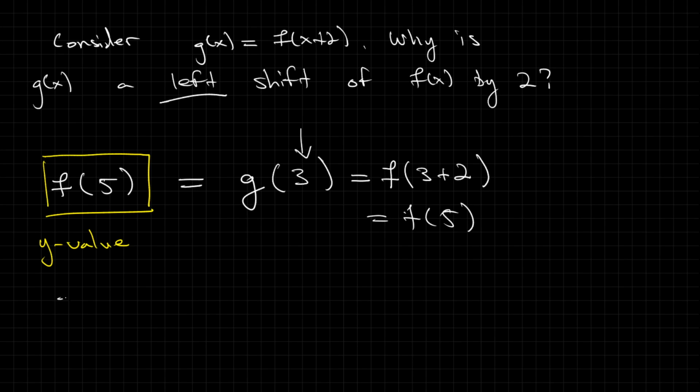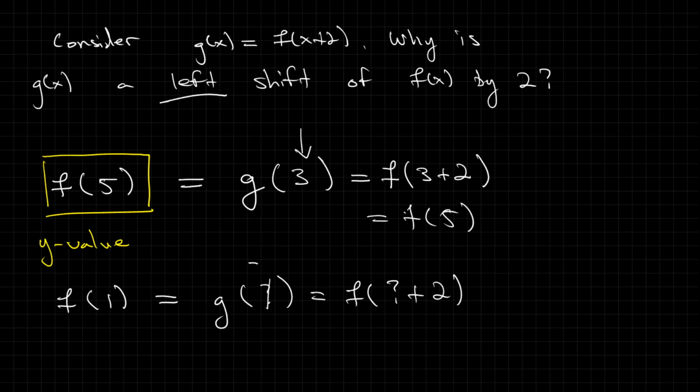So for example, if you wanted the same y value as f of 1, well, what x value would you have to plug in? Whatever x value you plug in, you're going to do f of that x value plus 2. So you need this question mark here to be -1. Because when you plug in -1, you get f of -1 plus 2, which is f of 1.